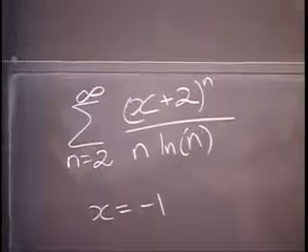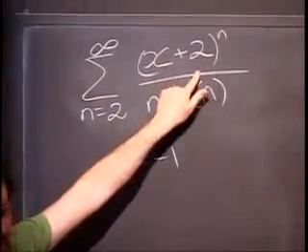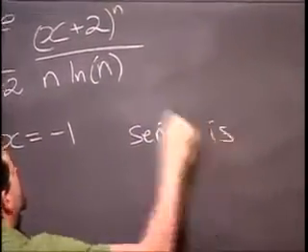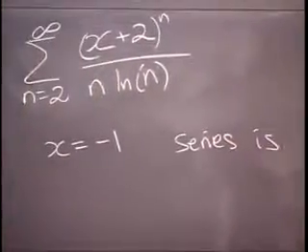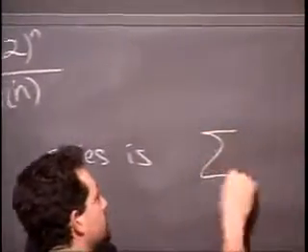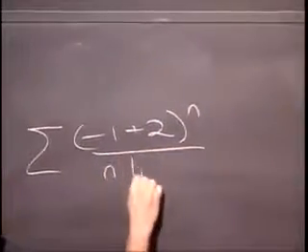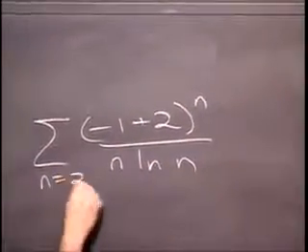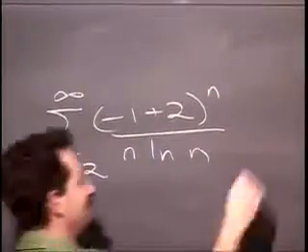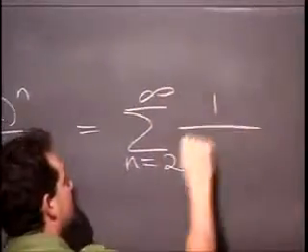Let's check x equals minus 1. I'm going to substitute this directly into here. So the series is, and I just replace x by minus 1, so I get (minus 1 plus 2) to the n over n log n, which is just 1 to the n, which is 1. So the series is the sum of 1 over n log n.